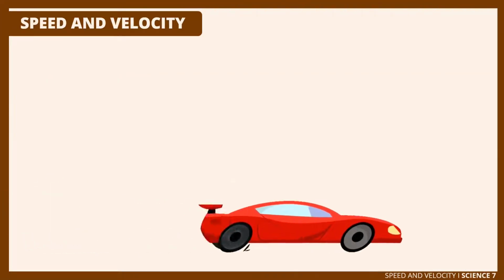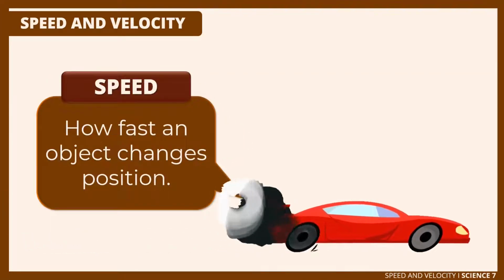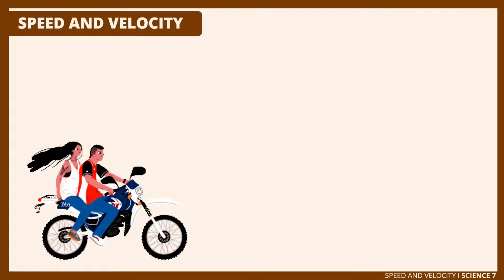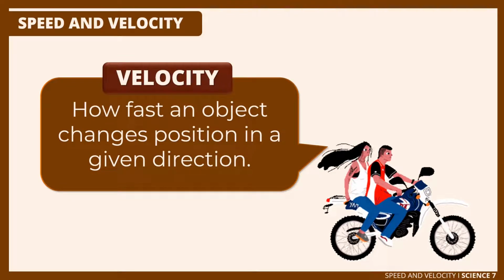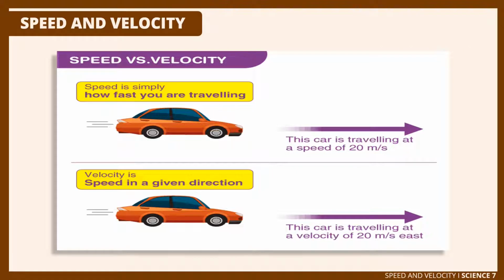Speed is defined as how fast an object changes position. It is known to be a scalar quantity since it is fully described by a magnitude only. On the other hand, velocity is how fast an object changes position in a given direction, and is noted as a vector quantity, which is presented with magnitude and direction as well. In this illustration, although they have similar magnitude, you can still see the difference between speed and velocity by looking at how the motion was described.